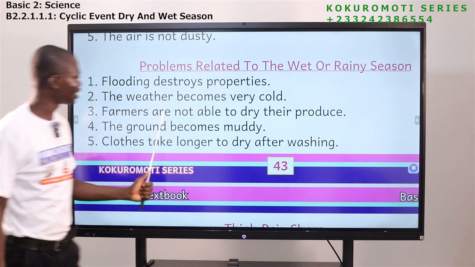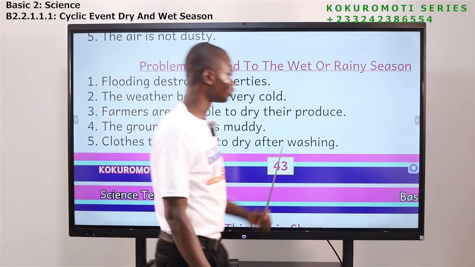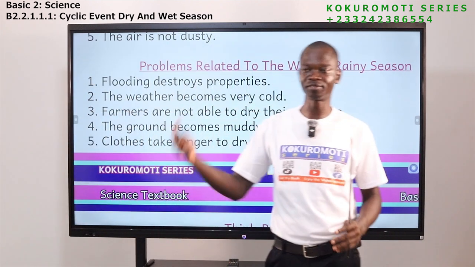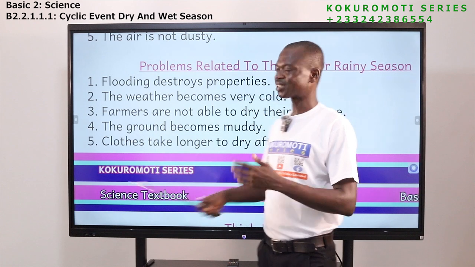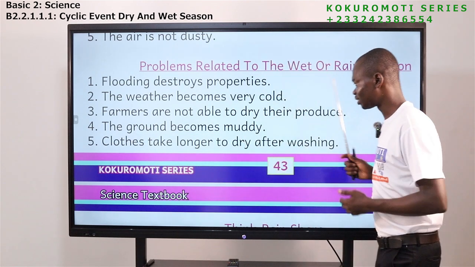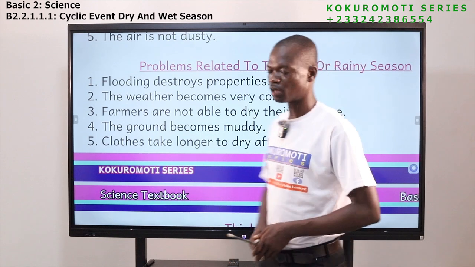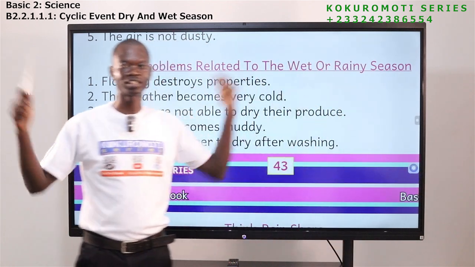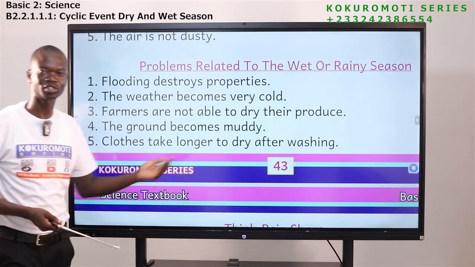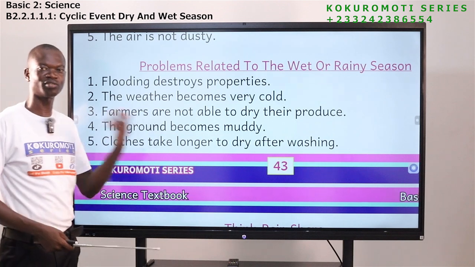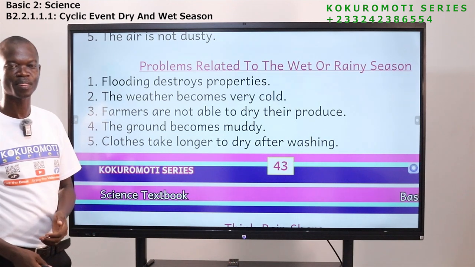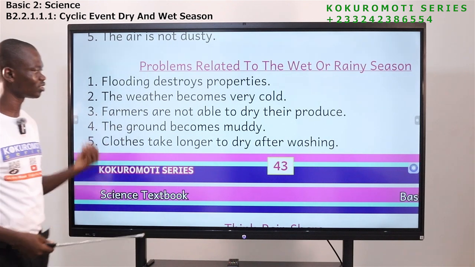3rd one, farmers are not able to dry their produce because of the rain. Farmers are not able to what? To dry what? Their produce. If let's say you want to dry your cocoa, the moment you spread the cocoa, then it starts raining. How will you dry it? You have to cover it and wait for another time. So farmers are not able to dry their produce.